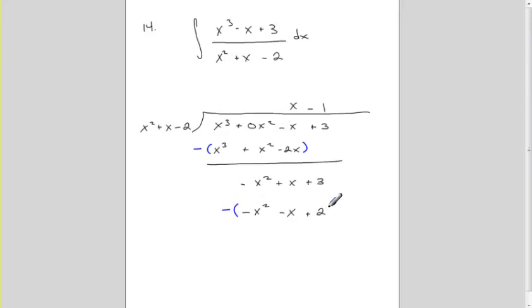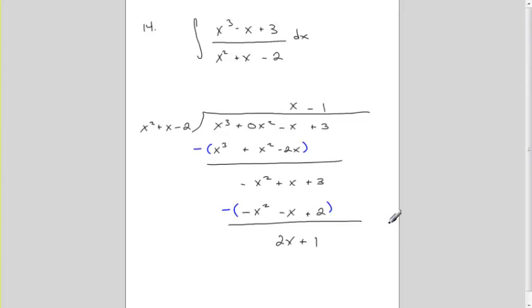Okay, then we subtract that. So again, these are going to drop out. Negative x squared plus x squared is 0. So we have positive x, and then a negative times a negative is a positive, so we get 2x. And then we have 3 minus 2, which is 1.